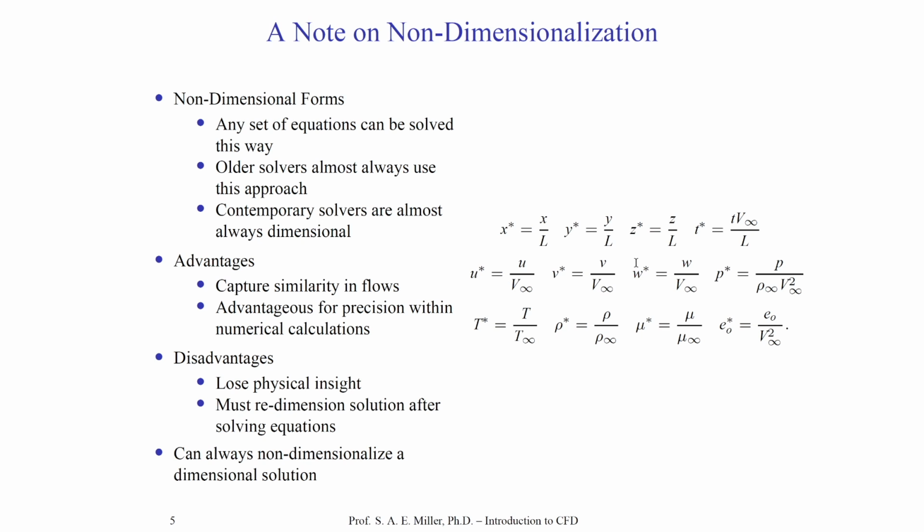U, v, and w are velocity components. P is pressure. T is temperature. Rho is density. Mu is viscosity, and E naught is the total energy. Now, the superscript stars mean it's the non-dimensional quantity.